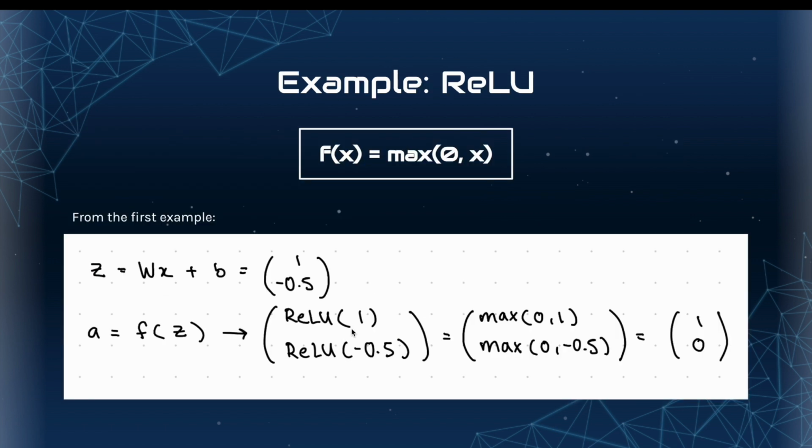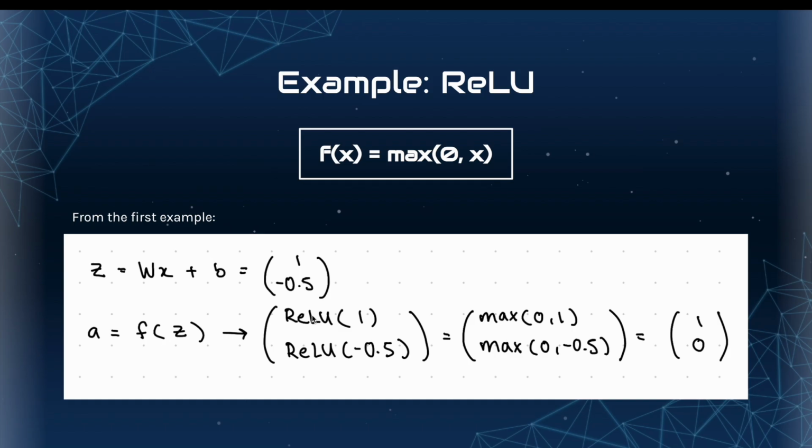For example, let's walk through an example using the rectified linear unit. The activation function in this case is just taking the maximum of 0 and x. To apply this function to an output vector, we'll take the example from the very first example that gave an output vector of (1, -0.5). A in this case, which is the output from the activation function, is essentially just applying your activation function to each entry in the vector.